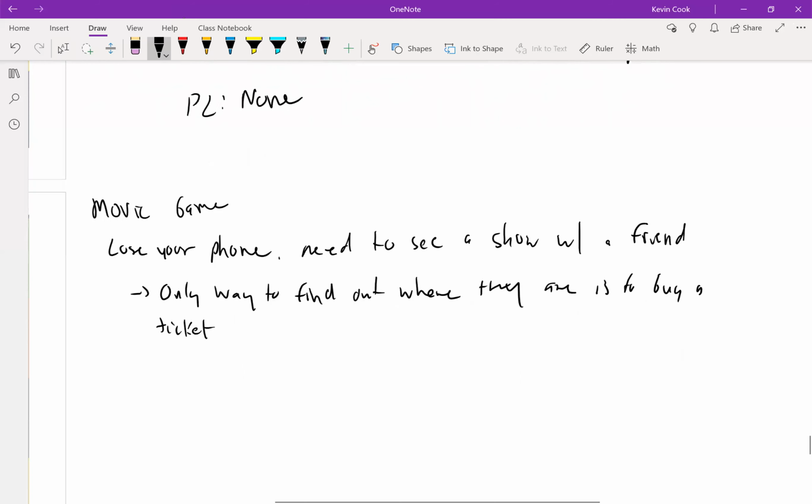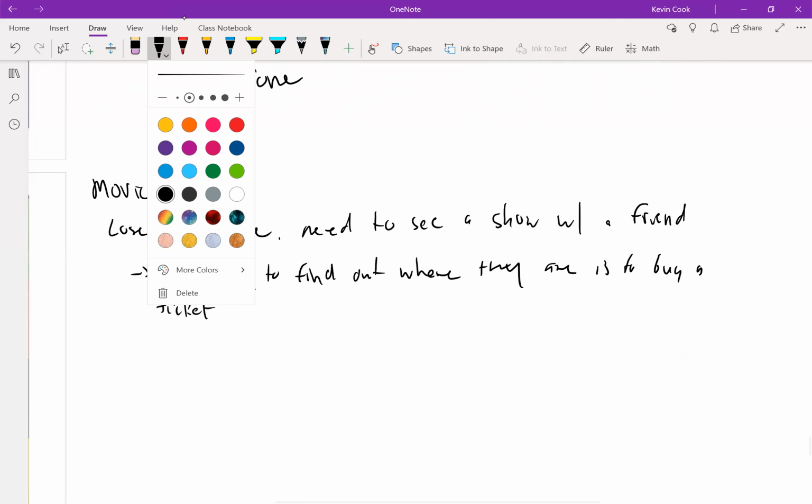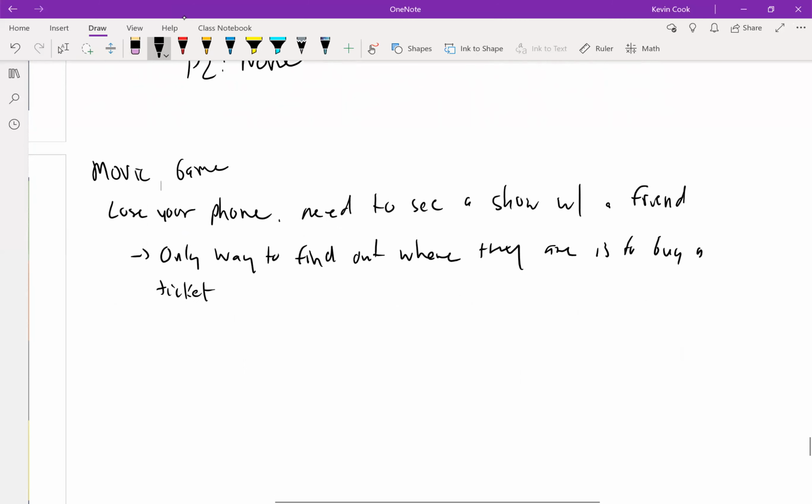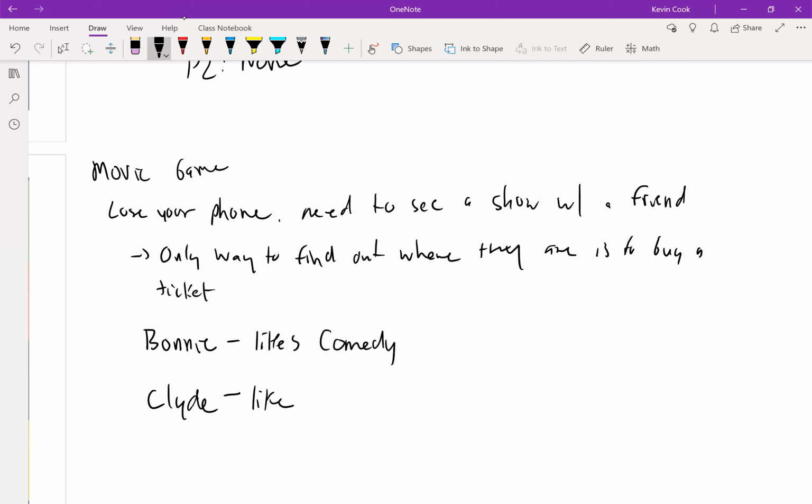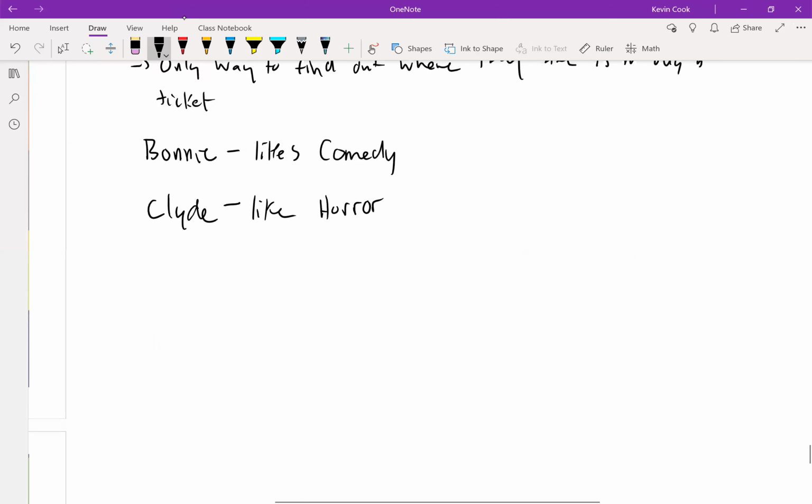So I'm going to suppose that we have our two players, and I'll pick Bonnie and Clyde again. Why not? If I make my own names, I'm going to end up coming up with two names that start with a J, because I don't know why, I just do. So I'm going to stick with Bonnie and Clyde again. We're going to say that Bonnie likes comedies and Clyde likes horror films. So we're going to have a situation where we have to figure out what to go see.